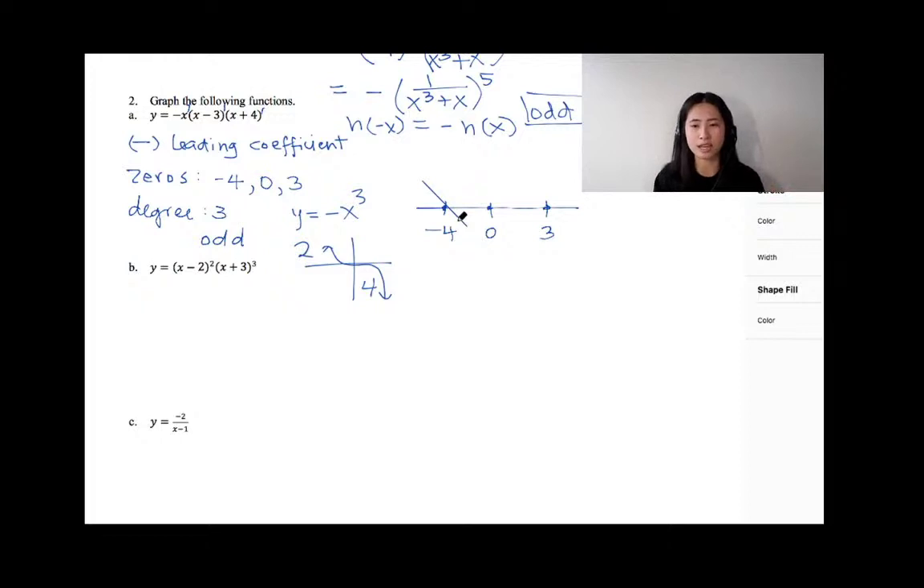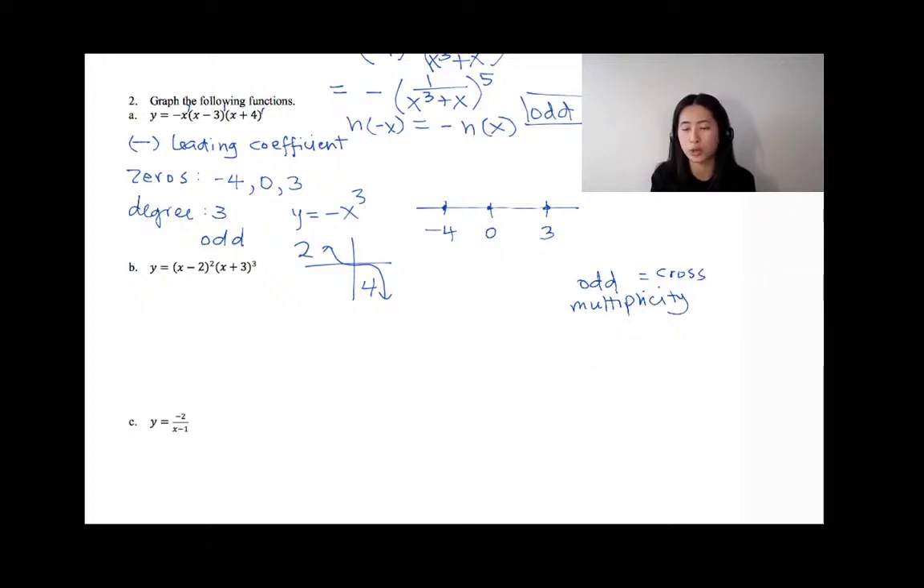Okay, so here's the thing. If you have an odd exponent or odd multiplicity, you cross. Maybe we can just write that here. So odd multiplicity, that means anytime you have an odd number, say for example you're looking at 1, 3, 5, all of your odd numbers, you're going to cross your x-axis. And if it's an even multiplicity, you're going to bounce, right? So you're only touching, you're not crossing.